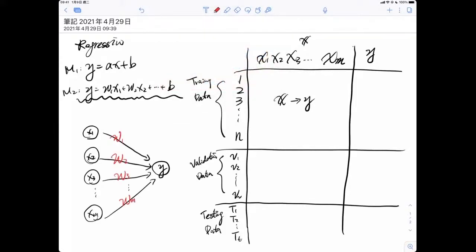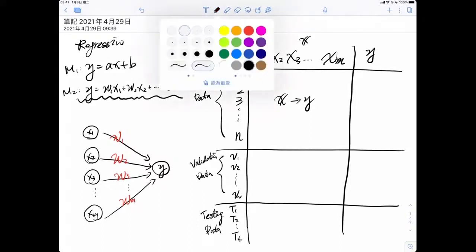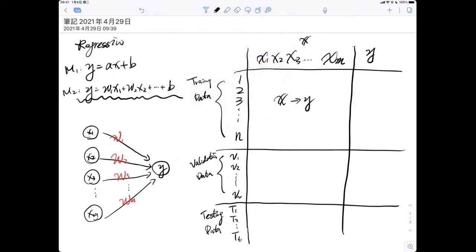And of course, don't forget that you have one more node right here. We simply write 1 right here, or b. So y = x1 w1 + x2 w2 + ... + xn wn + b, right? If we write this in this way.